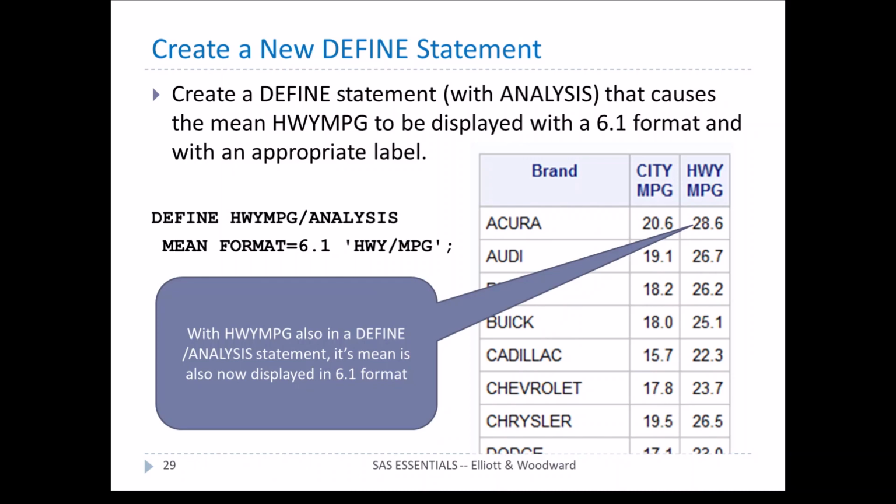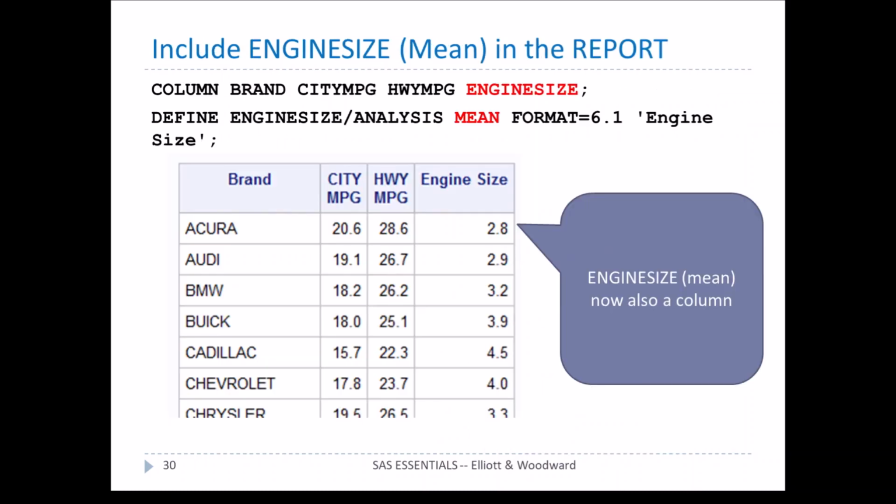Now we can create new code, highway miles per gallon /analysis mean, and now we have both columns reporting the mean. Let's look at including engine size. So here we have column brand, city miles per gallon, highway miles per gallon, and we're going to include engine size. We define engine size, again /analysis mean, and again we're formatting it and giving it a name. So now we have the mean of engine size for Acuras and Audis and so forth.